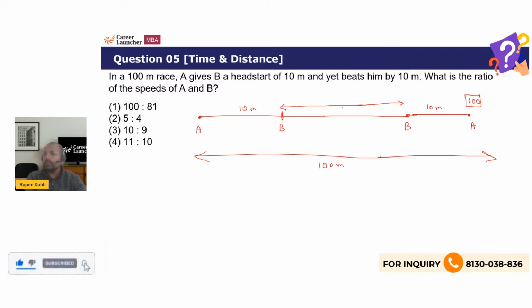So this much is what? 100 minus 10 minus 10, 80. Distance covered in same time is the ratio of speeds. 100 is to 80, 5 is to 4. There goes your answer. Again, 30-second question. Isn't it? Right. What is speed? Distance covered per unit time. So if time is same, ratio of distance covered is the same as the ratio of speeds. He covers 100, he covers 80. There goes your ratio 5:4.